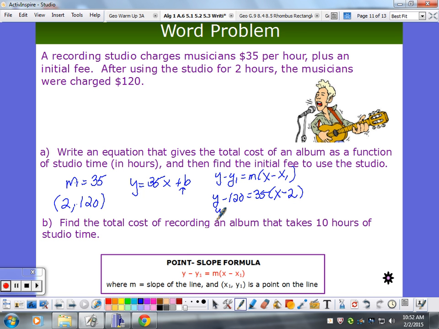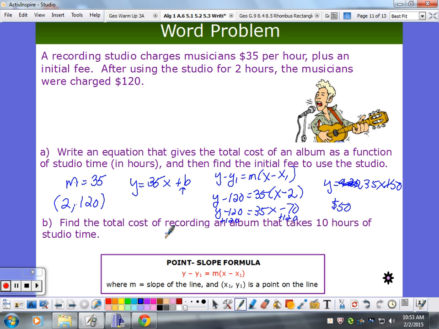Okay, so now we distribute. That'd be right, 35 times 2. Add 120 to both sides. Y equals 35x plus, I have to add that 120. What's minus 70 plus 120? 50. So what was the initial fee? $50. $50 to get in there plus $35 an hour. Is that easy? Maybe. But it's certainly a practice thing.